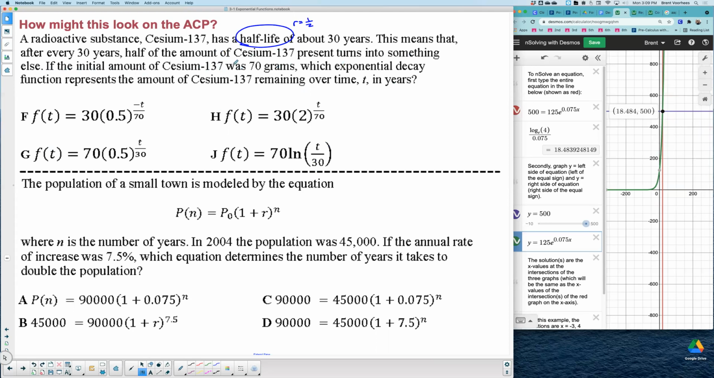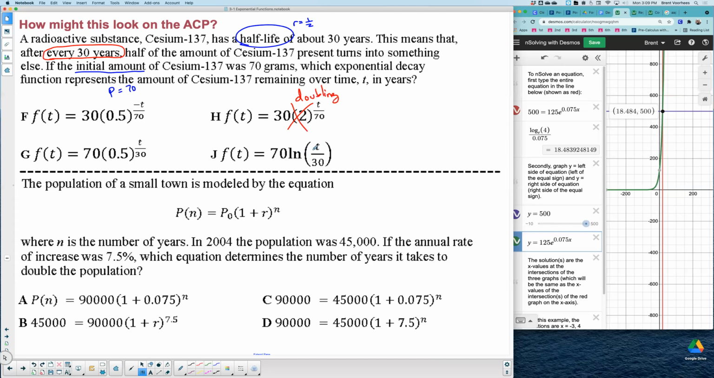Okay, if the initial amount of cesium was 70, that's their P. So P equals 70. Which exponential function represents the amount of cesium remaining over time in years? Half of it gets cut in half every 30 years. That's how long it takes to get cut in half. What's tricky is that every 30 years doesn't mean do it 30 times per year. It means for it to get cut in half one time, 30 years has to have passed. So you're looking for something with a 0.5 as a rate. So this one's out. That would be doubling.